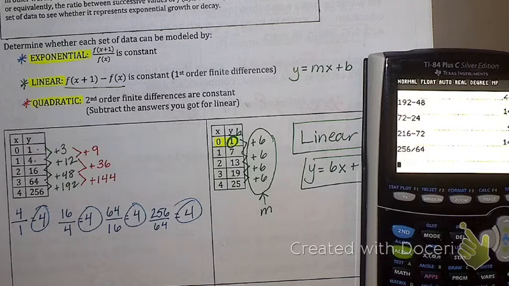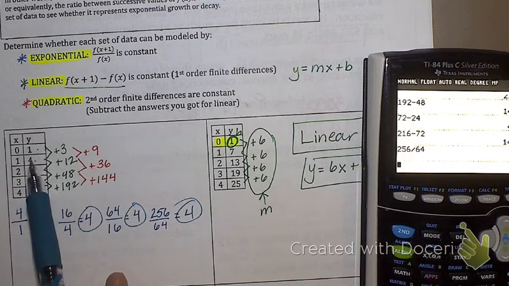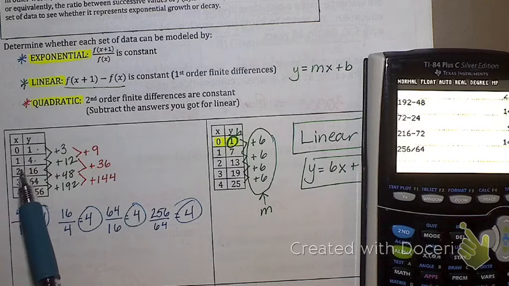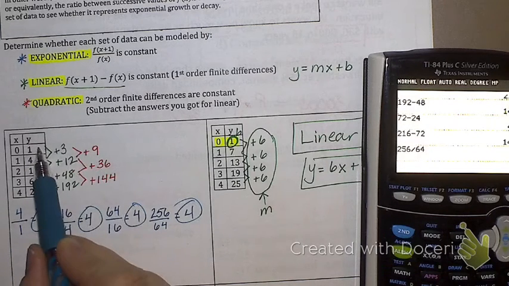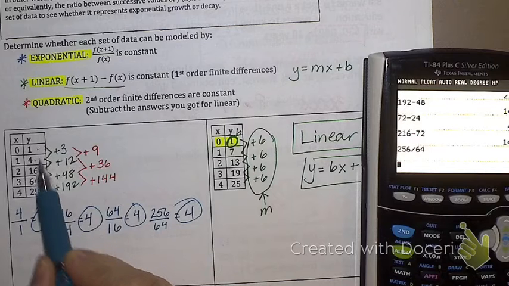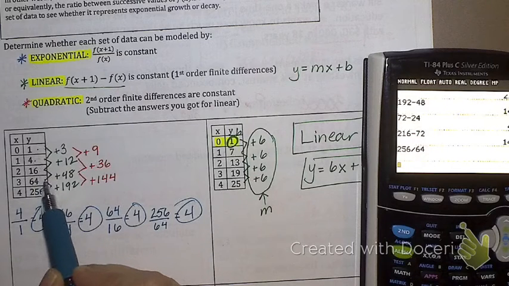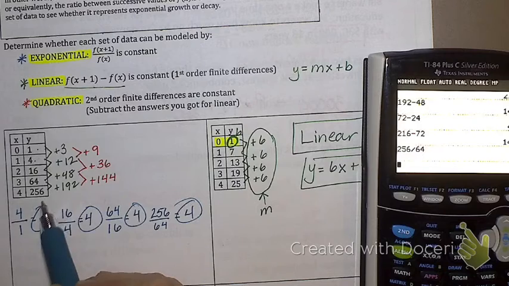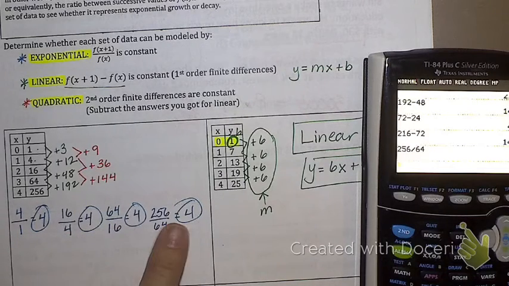You must do the fractions setting it up the way I did, where you're kind of going backwards and setting it up over the term in front of it. If you were to go the other way around and do 1 over 4, 4 over 16, 16 over 64, and 64 over 256, you would still get a constant, but what would that constant be? It would be 1/4, wouldn't it? And so you would still be able to conclude that it's exponential.